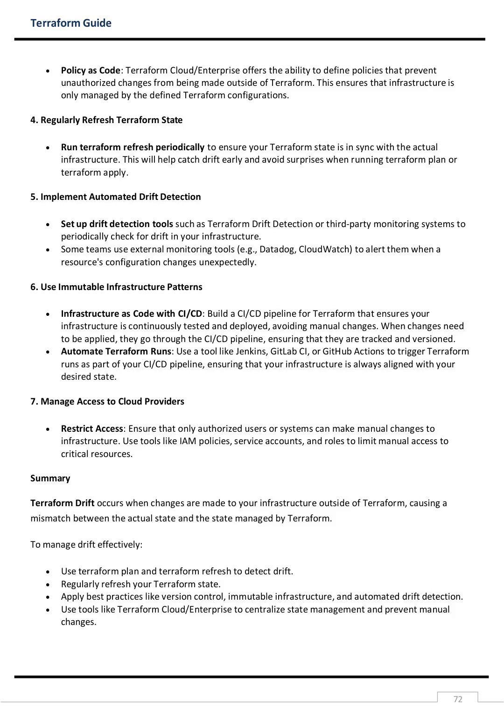Summary. Terraform drift occurs when changes are made to your infrastructure outside of Terraform, causing a mismatch between the actual state and the state managed by Terraform. To manage drift effectively, use terraform plan and terraform refresh to detect drift, and regularly refresh your Terraform state. Apply best practices like version control, immutable infrastructure, and automated drift detection. Use tools like Terraform Cloud and Enterprise to centralize state management and prevent manual changes.